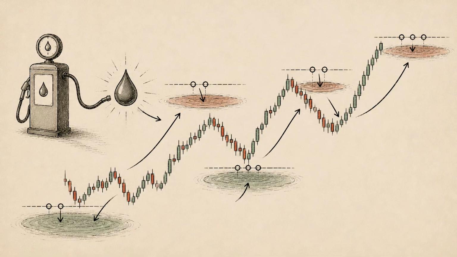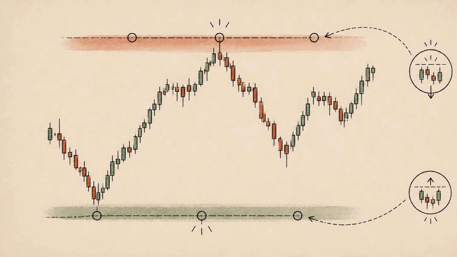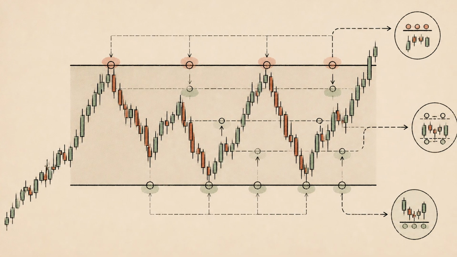Liquidity, the fuel for market movement. To understand price behavior, you need to grasp one simple principle. Price always moves from one liquidity pool to another. Liquidity is the fuel behind every market move. External liquidity, stop losses and orders placed beyond local highs and lows. Internal liquidity, orders located inside the current range.